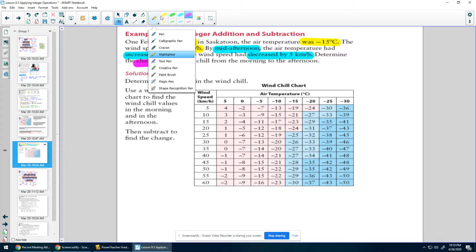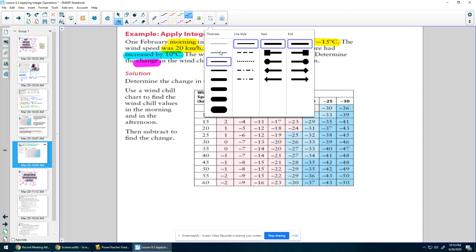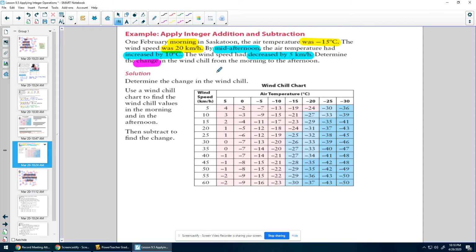So step 1. Let's get our pen out here. All right. So increased, what does that mean? That means addition. Decrease means subtraction. So the first thing we want to do is, we started with an air temperature of minus 15 degrees Celsius, and it increased. So we have minus 15 degrees, and it increased by positive 10. What's that going to give us?